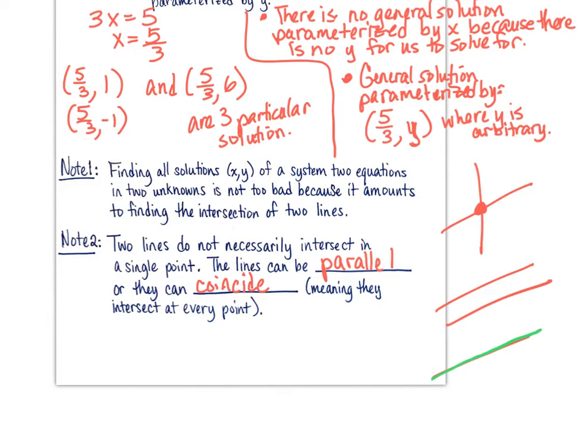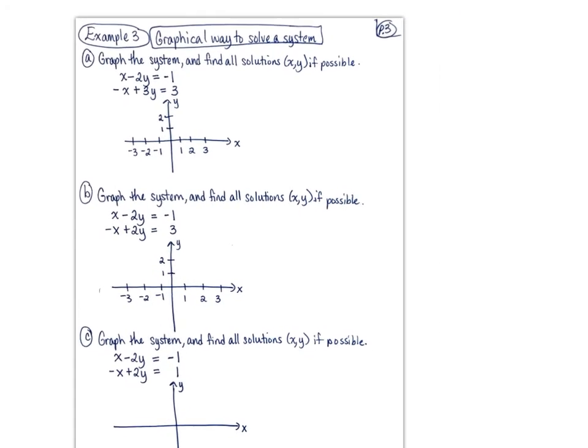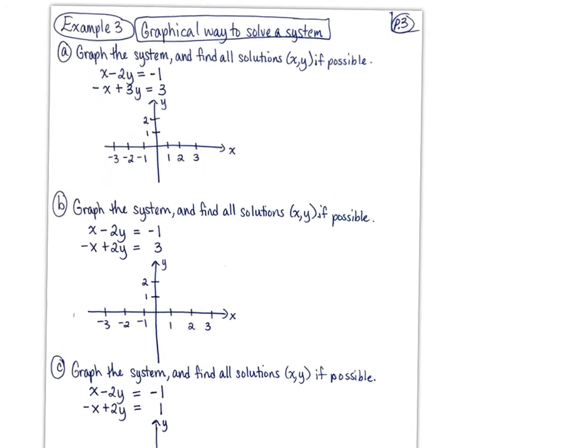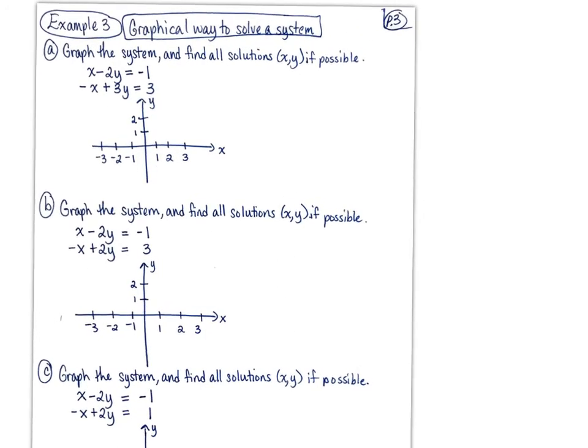So now we're going to go through an example where we illustrate the things that I just talked about here and that I illustrated here. We're going to go through an actual example. For example 3, we're going to talk about graphical ways to solve a system. I want us to graph the system and find all solutions, x, y, if possible. Would you like a minute to try it, or you want to just go over it together?